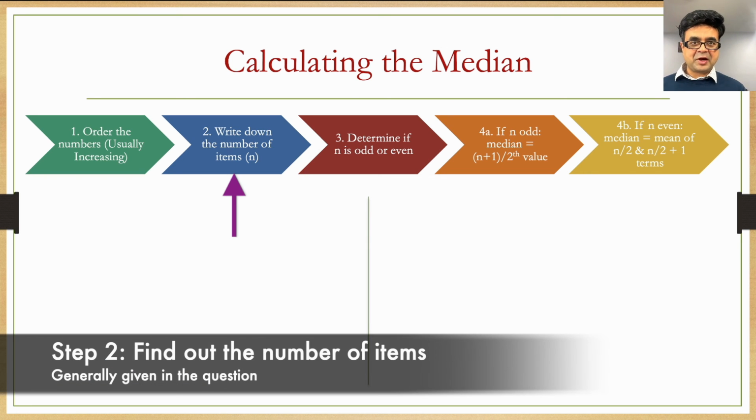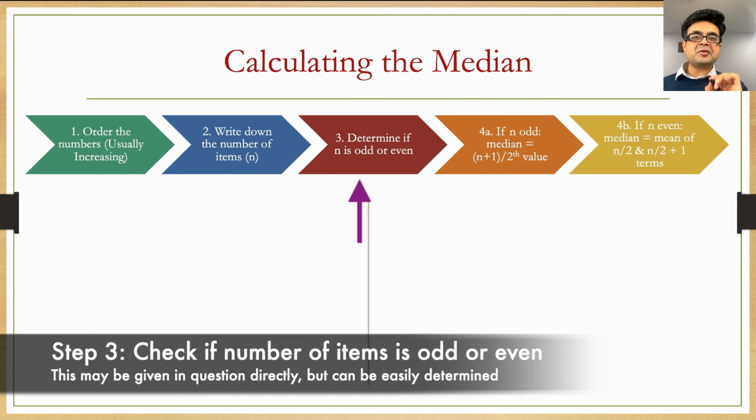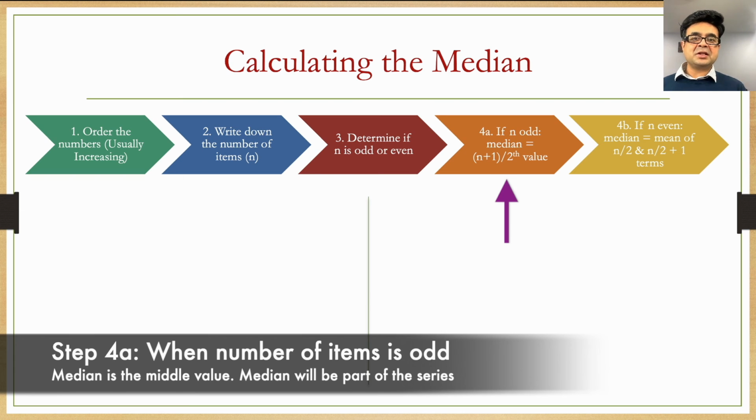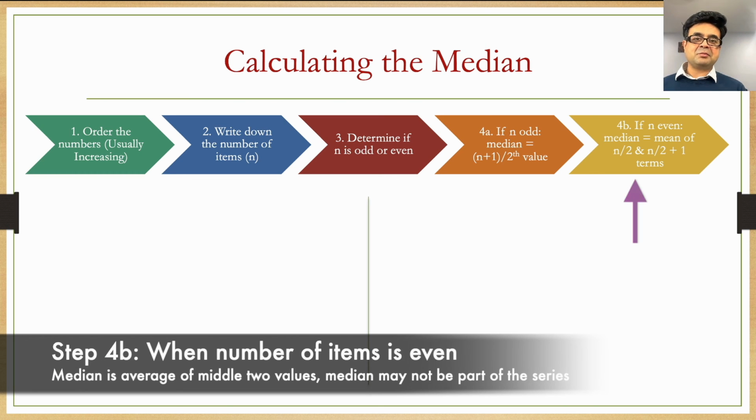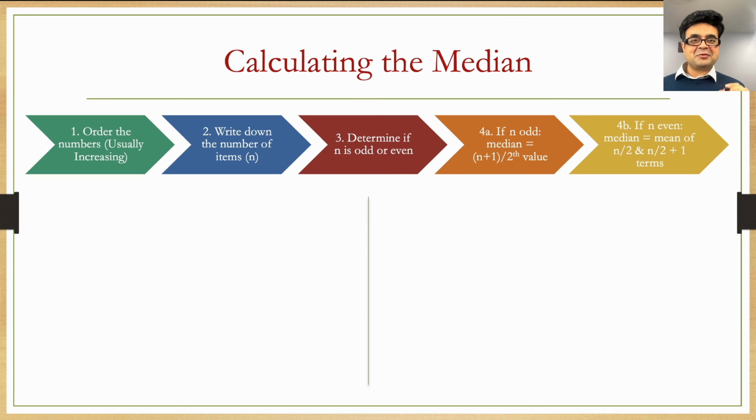Find out the number of items and check whether the number of items is odd or even. If the number of items is odd, then the middle value would be nothing but the (n plus 1) divided by 2th value of the set, and you could just point to that number and that will be your median. If the number of items in the series is even, then you take the average of the values at n by 2 and n by 2 plus 1, and that would be your median. I know it is not 100% clear, so let's take an example.